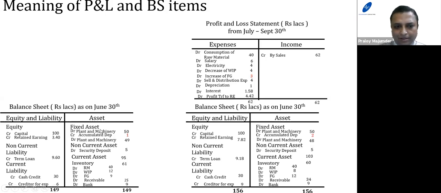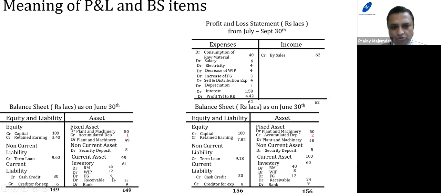Now this is the first balance sheet, this is the second balance sheet. If you look at it, WIP has decreased. Originally it was 12 and it has decreased. Since it has decreased, as we know, a decrease of WIP will appear in the P&L as an expense. That's why it is 4.